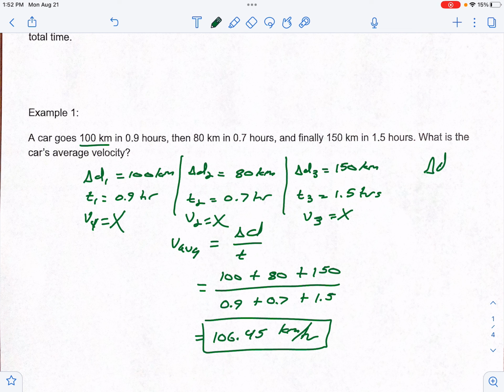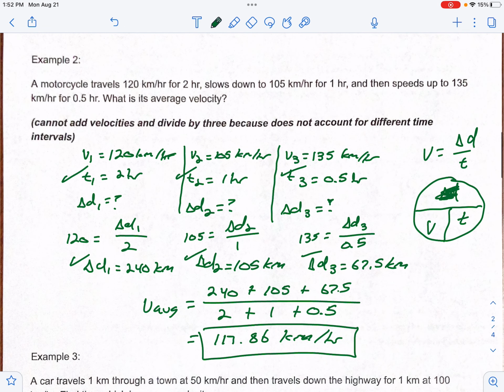So do I have displacements? Yep. Do I have times? Yep. That's all you need. So you do not need to find velocities for each one. Now in this problem, we had velocity and we had time. We just needed displacement, so that's why we had to find it.